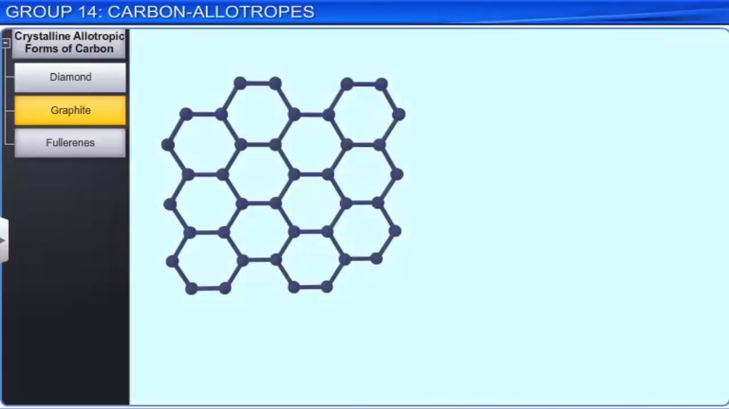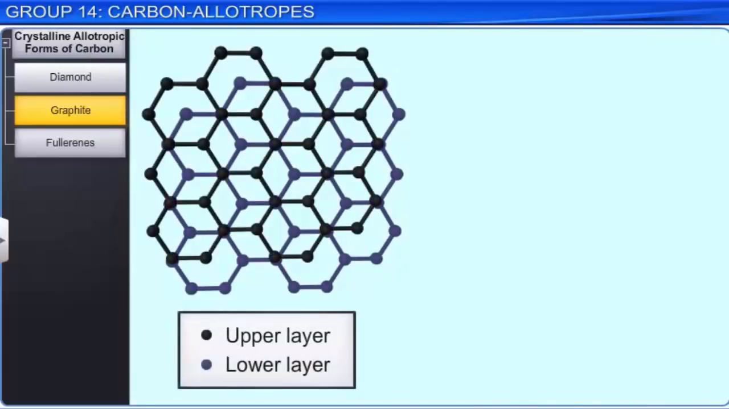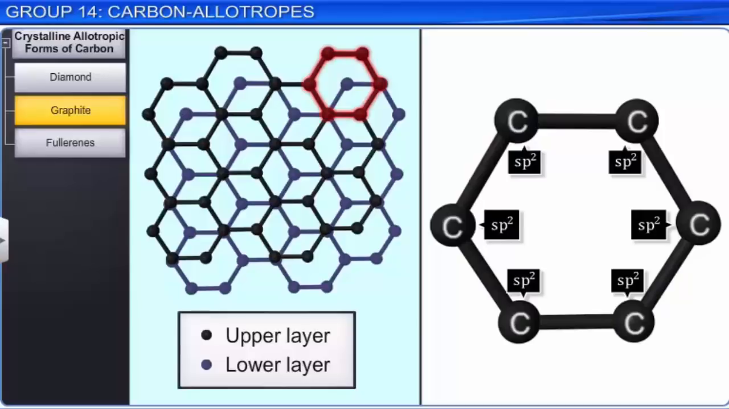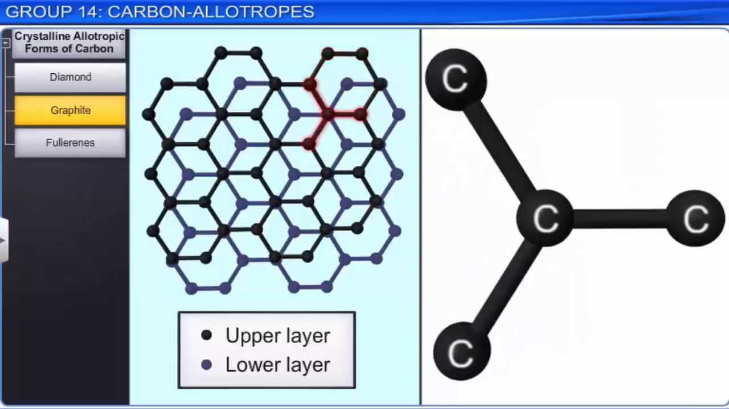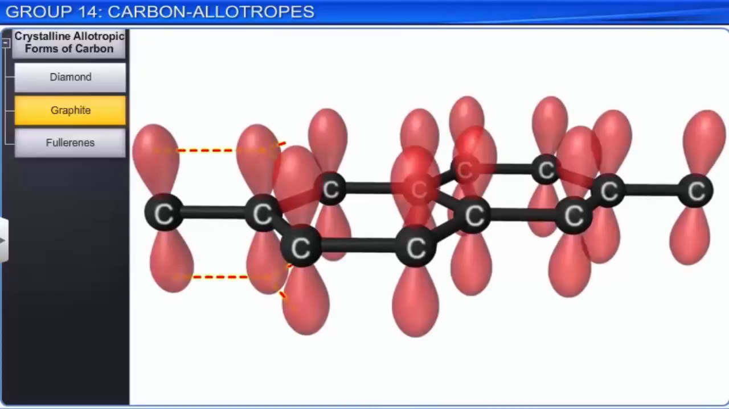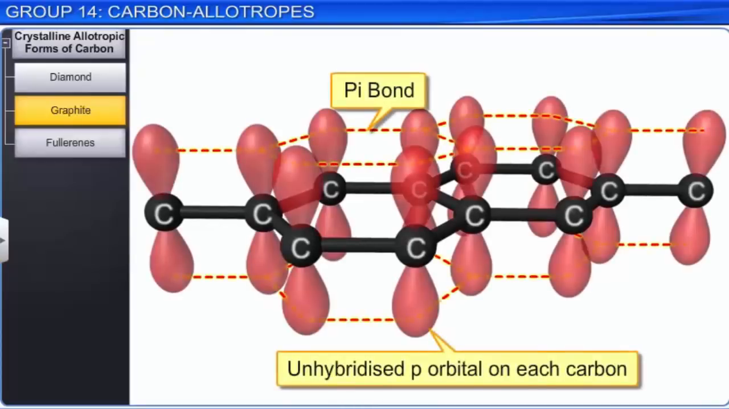Each layer of graphite is made from planar, hexagonal rings of carbon atoms, as shown in the diagram. All the carbon-carbon bonds are 141.5 picometers in length. Each carbon in graphite is sp2 hybridized. Each atom forms 3 sigma bonds with its 3 neighboring carbon atoms. The 4th electron of each carbon is involved in pi bonding, using the unhybridized p orbital on each carbon atom, as shown in the illustration.